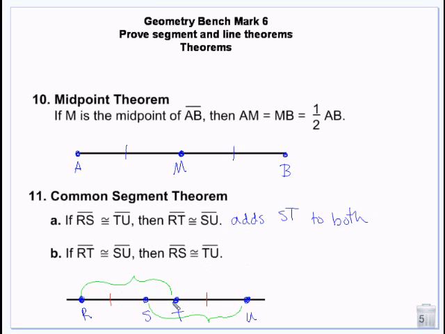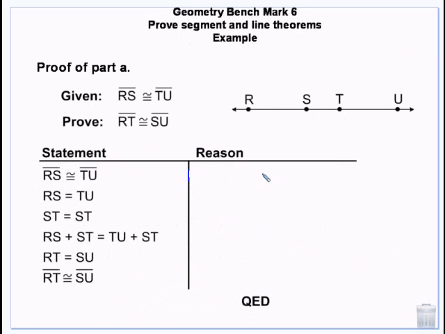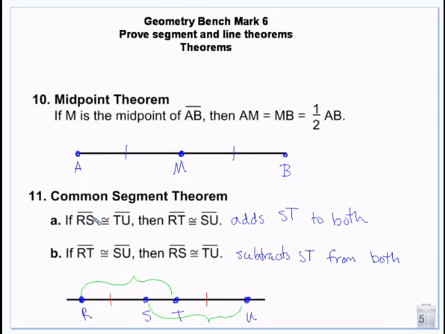And you can go the other way. If RT and SU are the same size, then RS and TU are the same size. This one is subtracting ST from both. Both is with a B. So we're going to prove this, the first part. So we're proving if then from A.